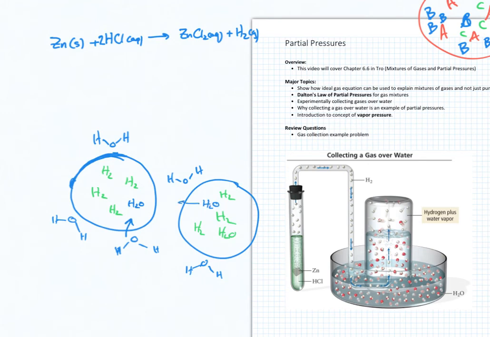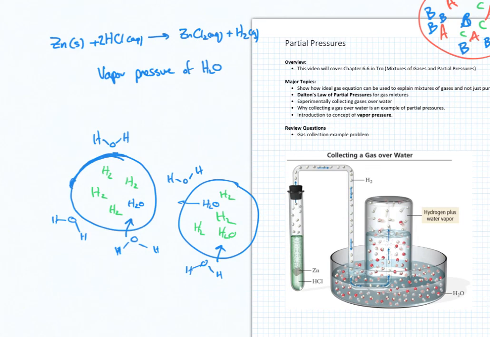Some of them will actually return, and when they hit the walls, they'll stick back to the water, but while some are returning, some are going into the gas phase. This is called equilibrium. And this phenomenon that we'd be observing is known as the vapor pressure of water. And the vapor pressure scales with temperature. So the hotter this experiment is, the warmer the reaction mixture is, the more water is going to get picked up into these gas bubbles. The reason is that these water molecules have more kinetic energy and more of them are able to break free and go into the gas phase.